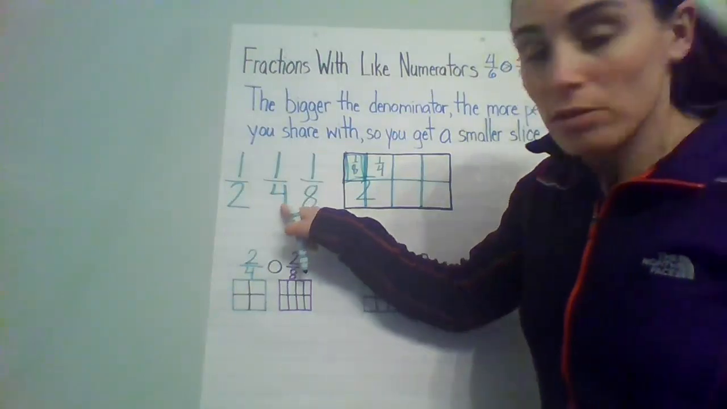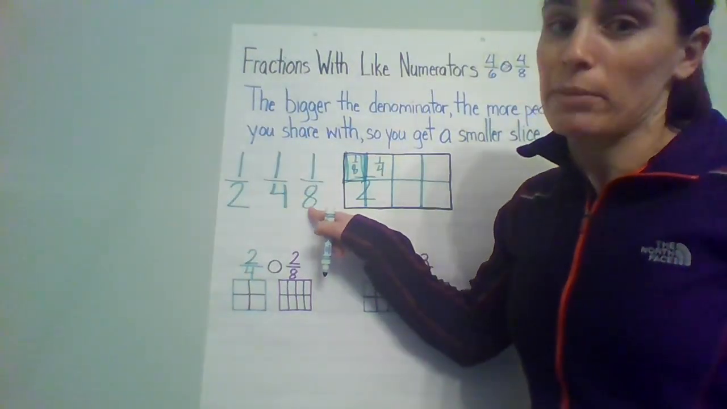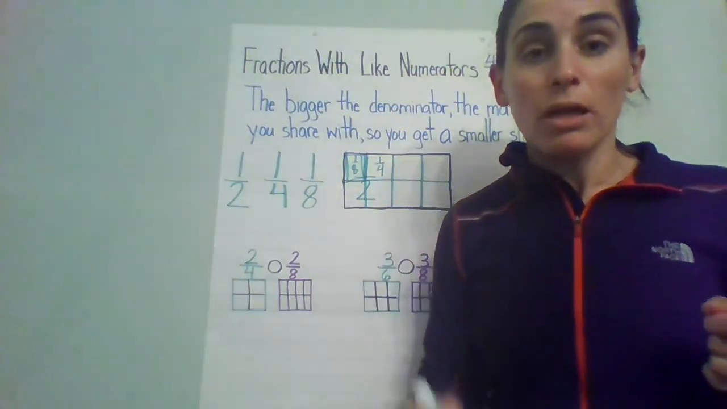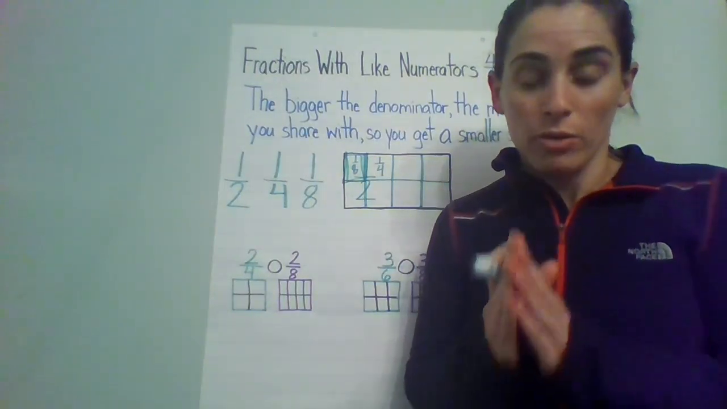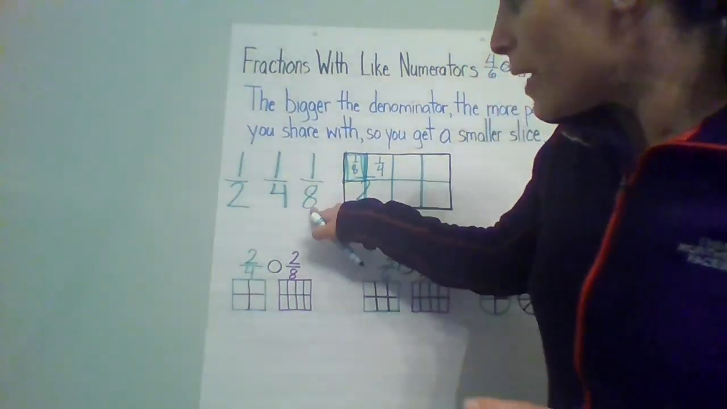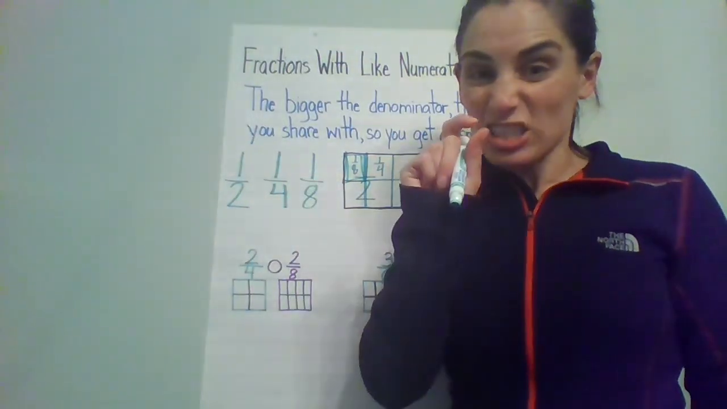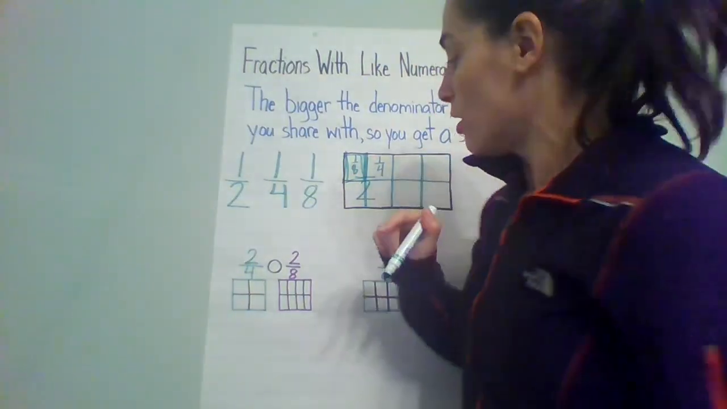Okay? So if you notice, as I cut it with more and more people, 2 people, my slice is pretty big. 4 people, it's getting smaller. I share it with 8 people, now my slice is really small. Okay? And if I kept doing that and kept cutting and cutting and cutting, my slice would keep getting smaller and smaller and smaller. So remember, the bigger the denominator on the bottom, that means your piece is actually getting tinier. You don't want to share with a lot of people. You only want to share with like one person, right?